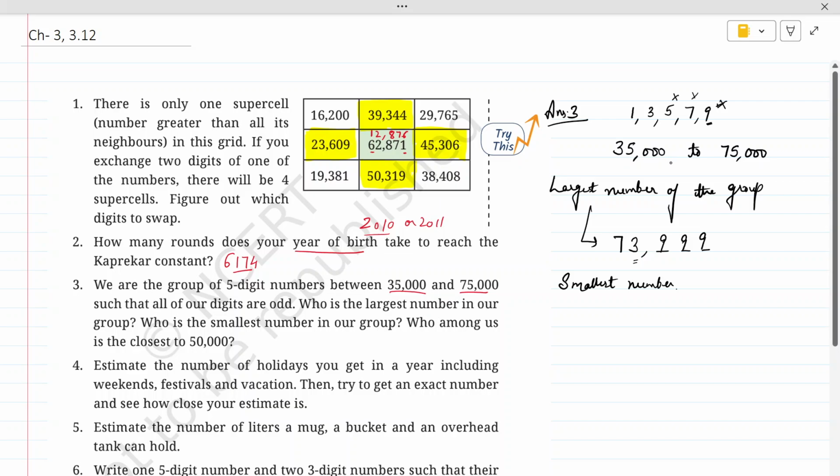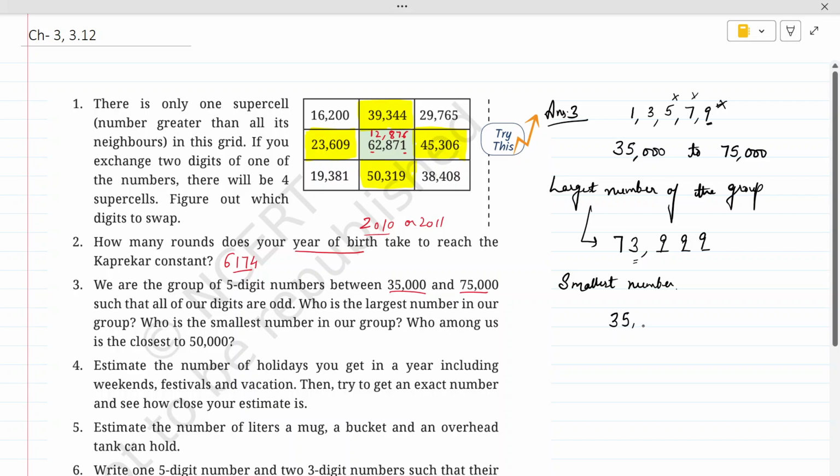So let us do one thing quickly. What we can do, this is easy. We can take 35 first of all. First two numbers will be 35 only, because if I take 31, it will be less than this. If I take 33, it will be less than this. If I take 35, so that's why I'm taking 35.